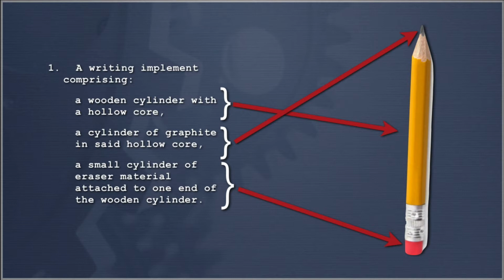The wooden cylinder is, of course, the yellow wooden cylinder of the pencil. The cylinder of graphite is, of course, the lead cylinder that runs through the center. And the small cylinder of eraser material, of course, is the eraser stuck on the end. And so you do a matching, right? You match up each element of the claim to something inside the accused infringing product. That's the all elements rule.